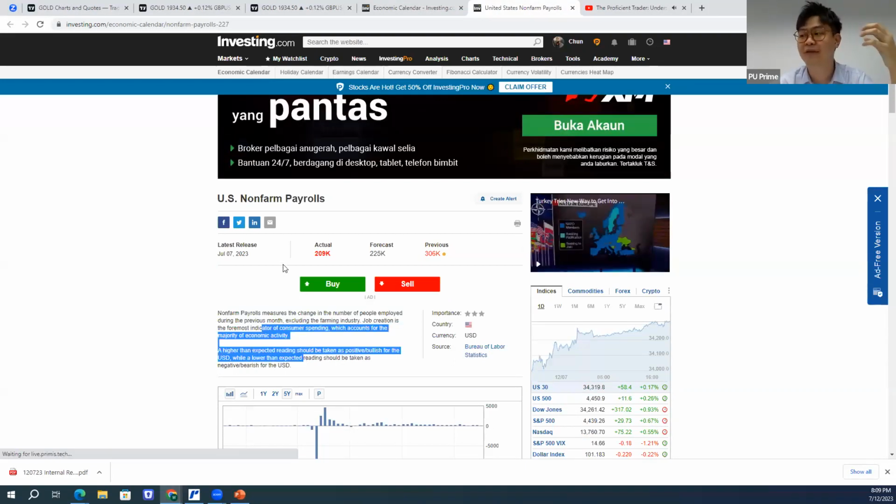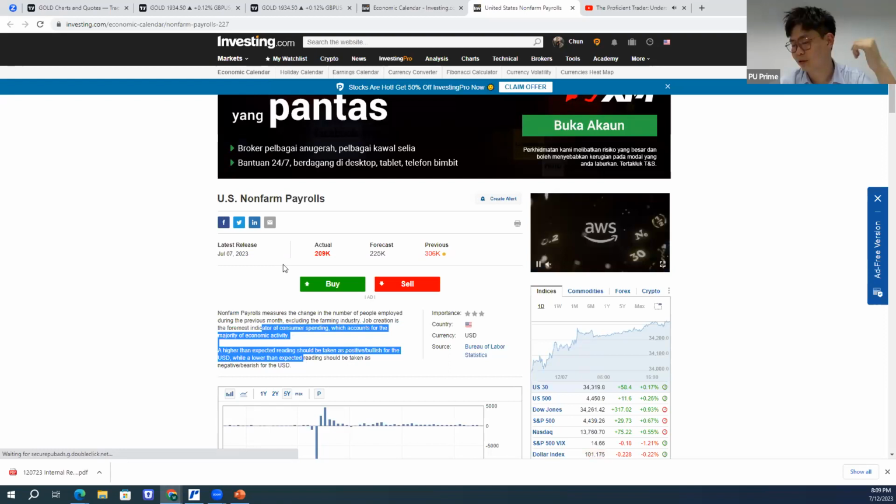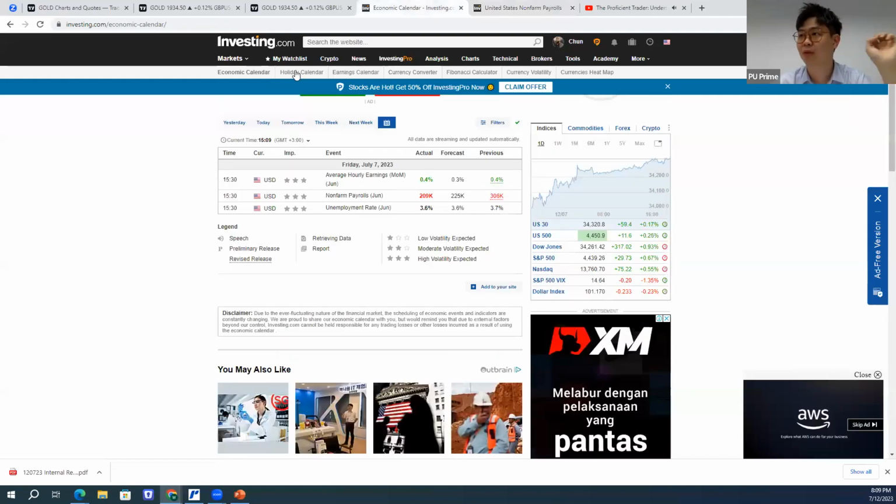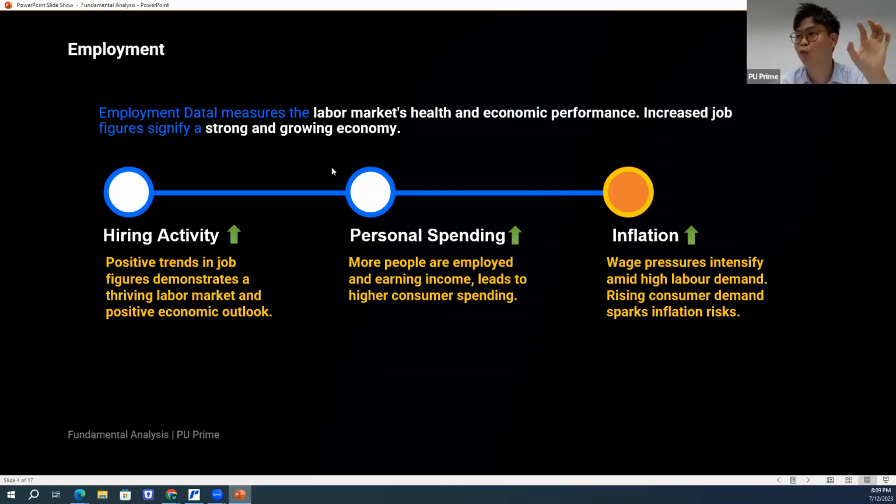For example, if NFP is very good, the dollar might go up because of a good economy. If the NFP data is doing badly, then the currency might drop. To put it more simply, one of the most important data should be the employment data. This is something we need to focus on more.